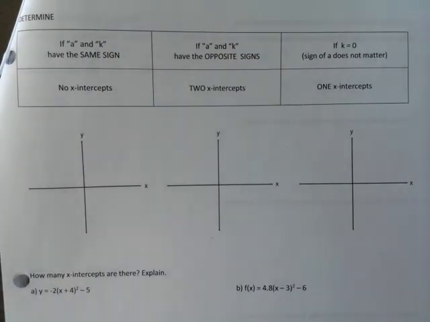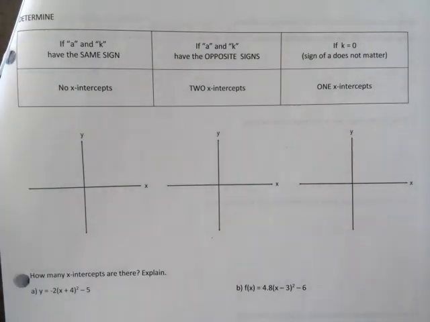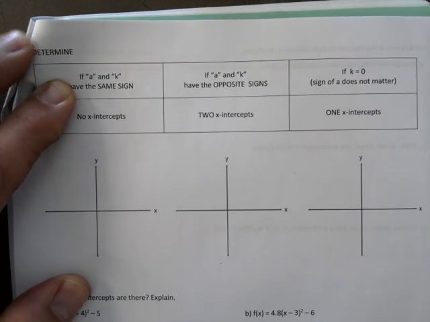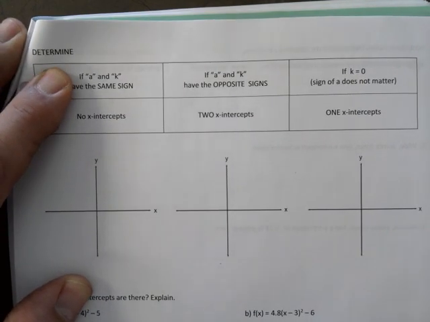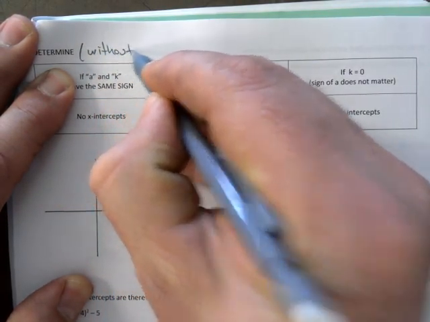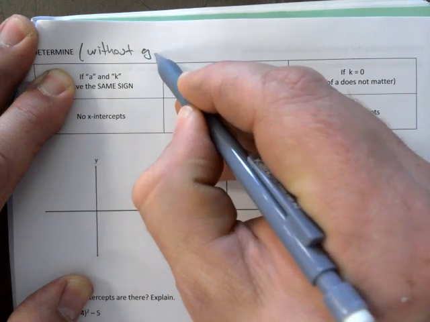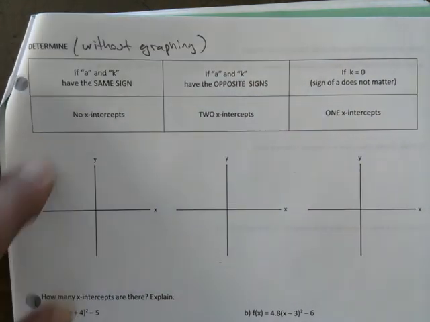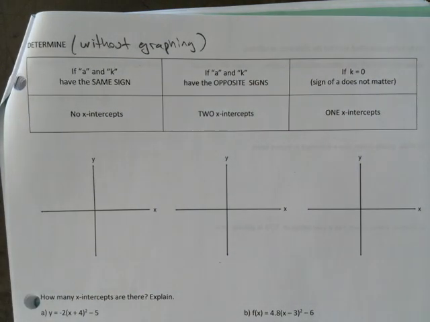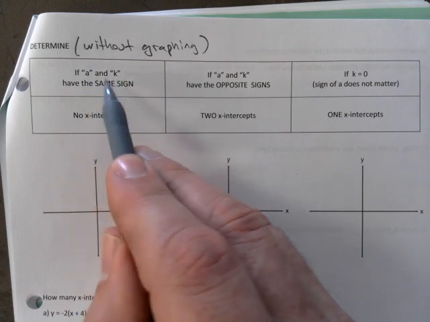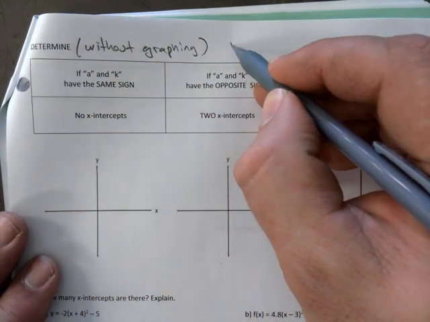This is where we talk about how many x-intercepts, right? Determine without graphing. This is on page 16. This is how you would do it without graphing. Okay. If A and K, you're like, wait a minute, A and K, what are we talking about? I'm talking about this one, right?